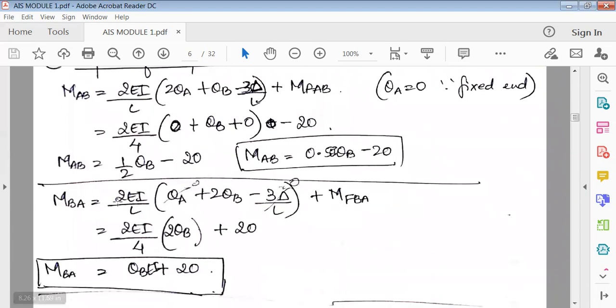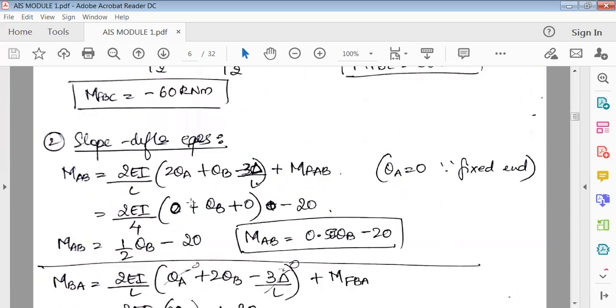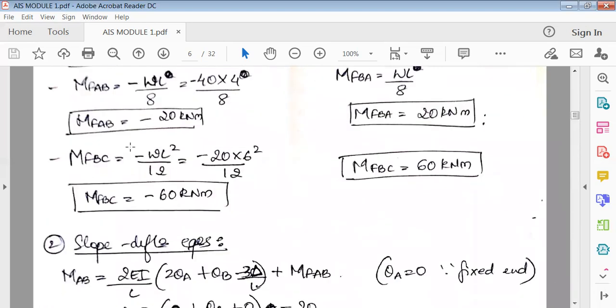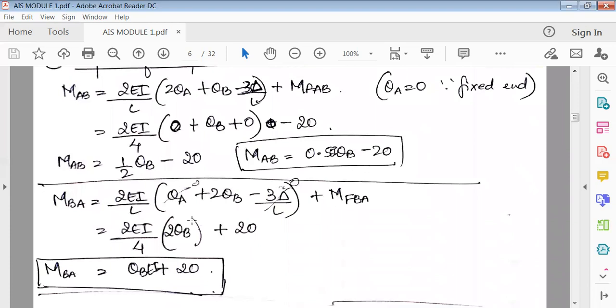Okay. So now let's substitute. So it is 2EI by L, that is 4. Theta A is 0. Why is theta 0? Because end A is a fixed support. So with a fixed support, there is absolutely no chance of rotation. So that's why it is 0. So we'll equate this to 0. Again, there is no settlement happening, no sinking of the support happening. So here also it becomes 0.